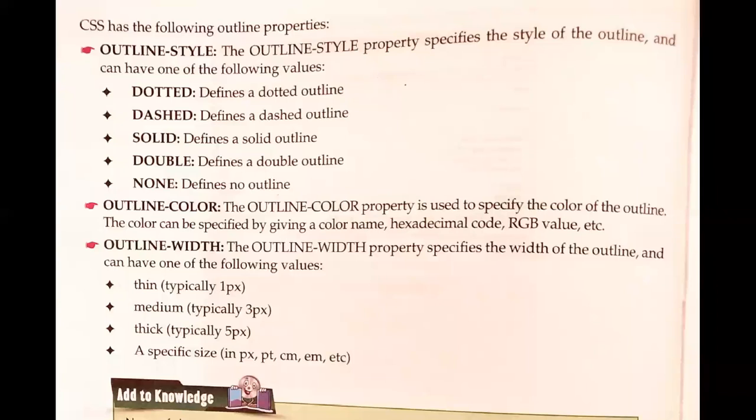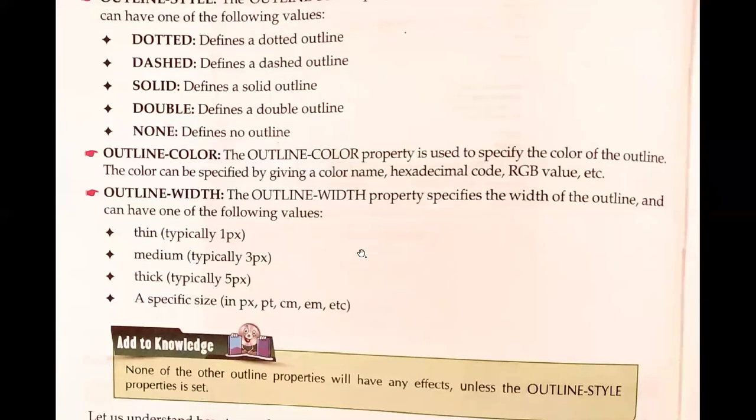So the outline-color property is used to specify the color. Understanding my point, students? Then outline-width. Once again, as the name suggests, it will provide the width you want to put. For example, if you want to put a thin, medium, or thick width, or a specific size. px means pixels, pt means points, cm means centimeters, and em is a relative unit. So these parameters, or properties, you can use while defining the outline.